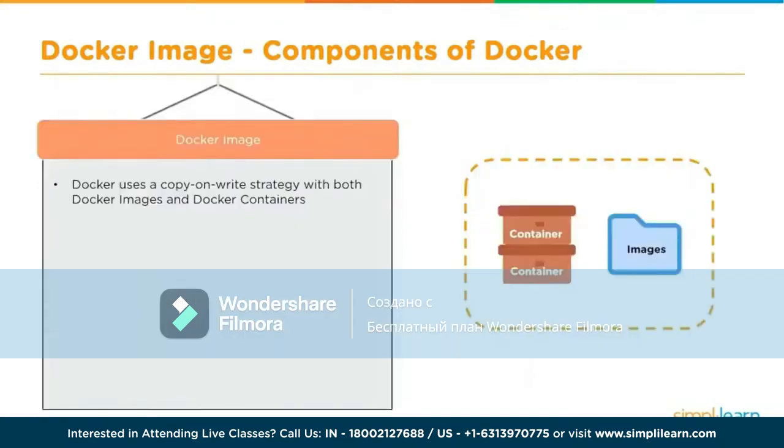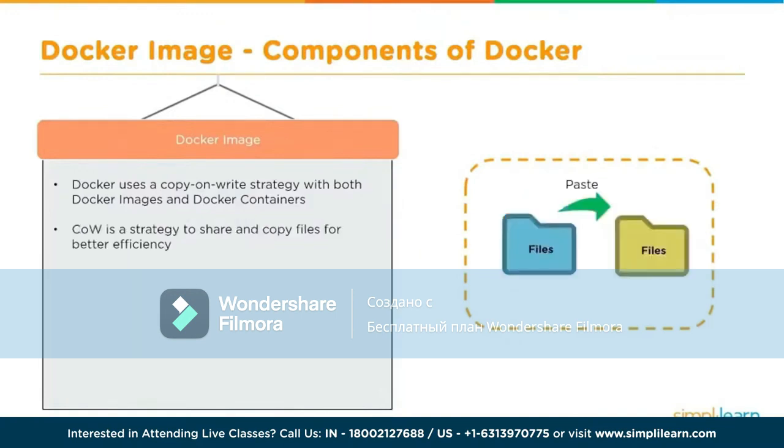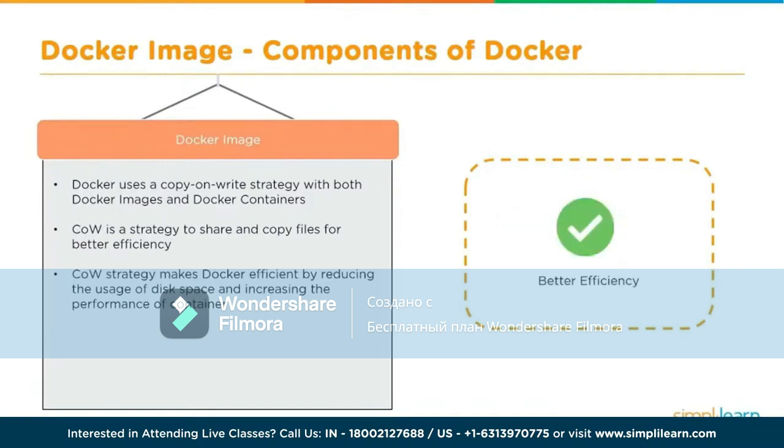So to get around this structure within a Docker container, the Docker environment itself uses what's known as a copy on write strategy within the images and the containers themselves. What this allows you to do is copy the files for better efficiency across your entire container environment. The copy on write strategy does make Docker super efficient, and what you're able to do all the time is keep reducing the amount of disk space you're using and the amount of performance that you're taking from the server. And that's really, again, a key element for Docker, this constant ability to keep improving the efficiency within the actual system itself.